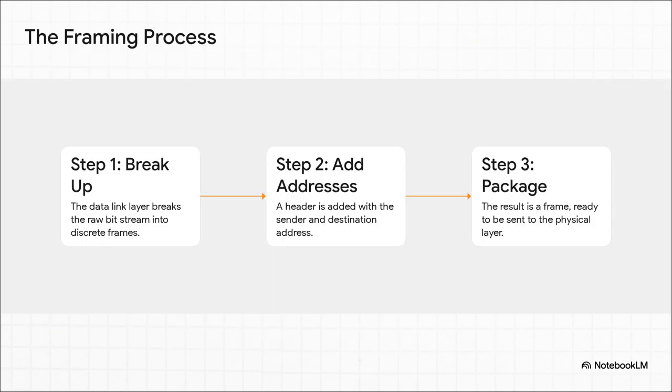So how does this digital post office actually work? Well, it uses a process called framing. First, it takes your big message and breaks it down into smaller, manageable chunks. Then it wraps each of those chunks in a digital envelope. This envelope gets a header and a trailer, which includes the local to and from addresses. And this complete package, the data plus the envelope, is now officially called a frame, and it's ready to go.